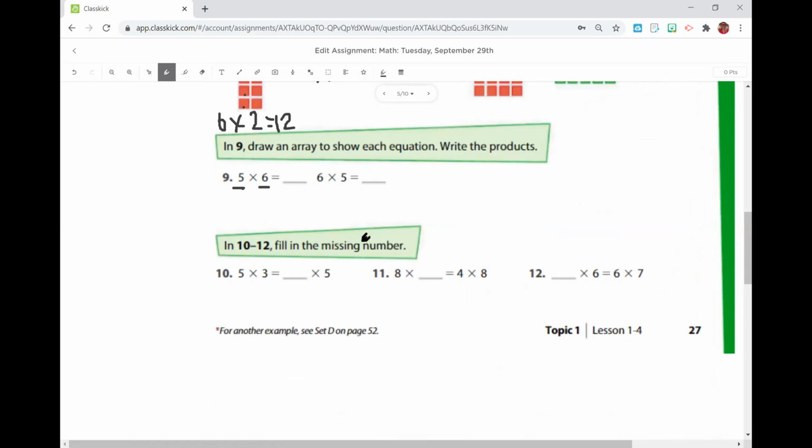Fill in the missing number. So remember, there are two factors in a multiplication problem. When we are using the commutative property, we can flip those factors around. So which factor is missing here? Which factor is missing here? Which factor is missing here? After you finish these, you are complete with your math skill for today.